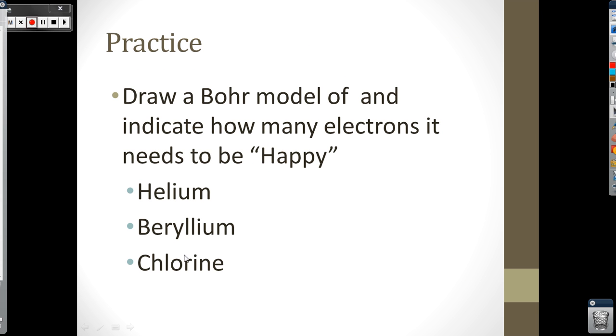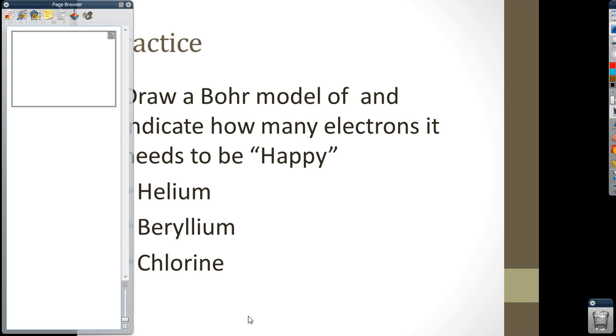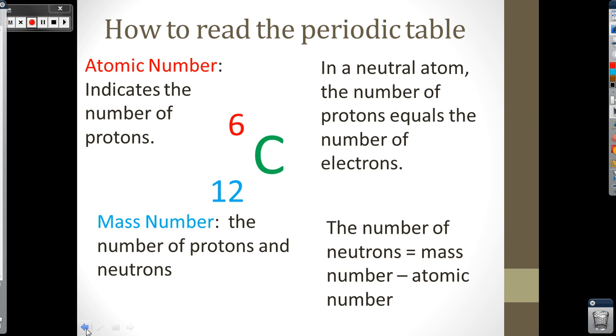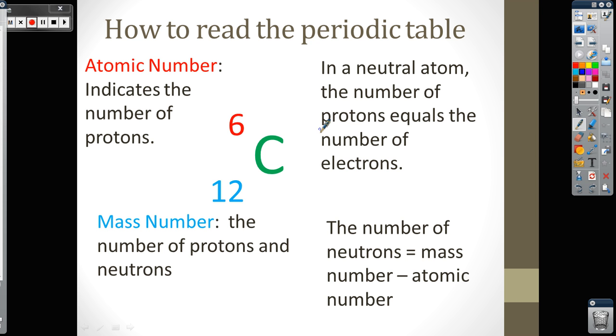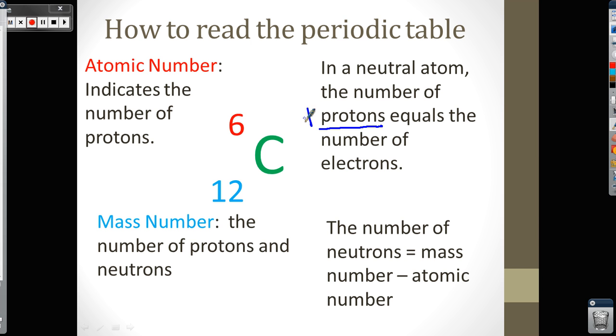One last thing that I want to tell you about is that if I'm dealing with a neutral atom, a neutral atom means that the number of protons is going to equal the number of electrons. This is very important. Remember we said that protons have a plus charge, and electrons have a minus charge. So if we have the same number of protons as electrons, we have the same number of positive charges as negative charges. So overall, our atom is neutral.